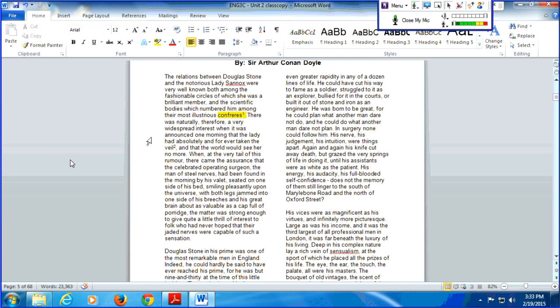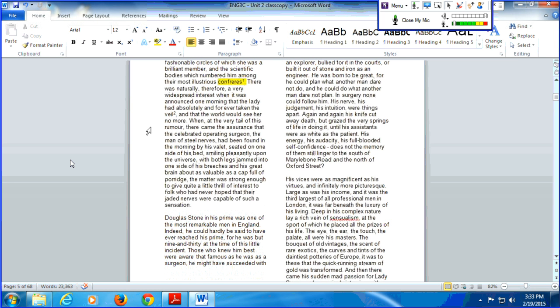When, at the very tail of this rumor, there came the assurances that the celebrated operating surgeon, the man of steel nerves, had been found in the morning by his valet, seated on one side of his bed, smiling pleasantly upon the universe, with both legs jammed into one side of his breeches, and his great brain about as valuable as a cat full of porridge, the matter was strong enough to give quite a little thrill of interest to the folk who had never hoped that their jaded nerves were capable of such sensation.